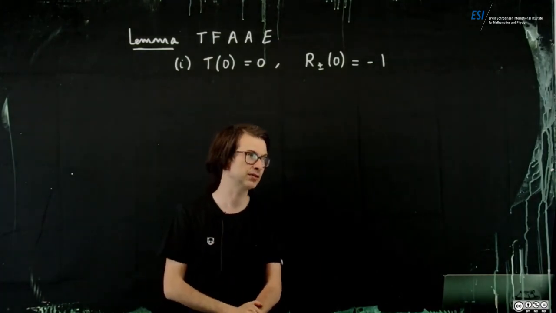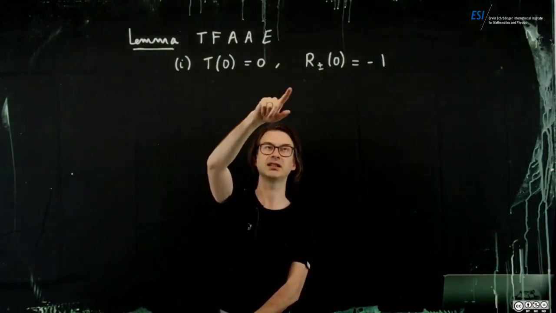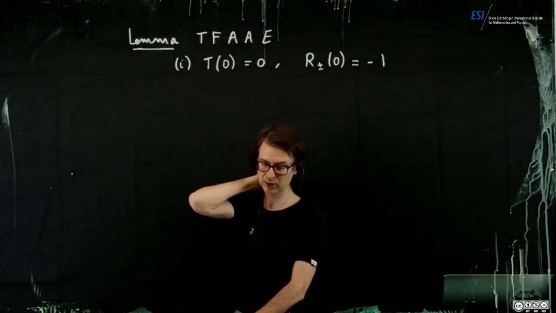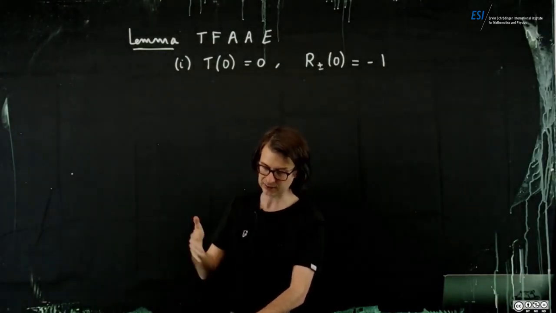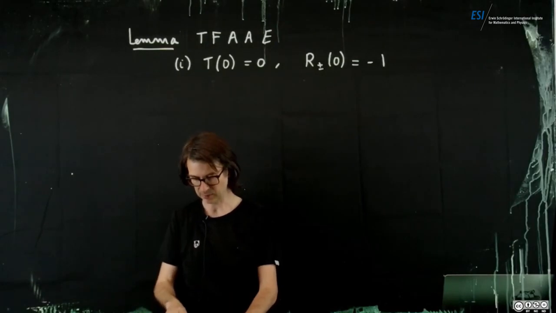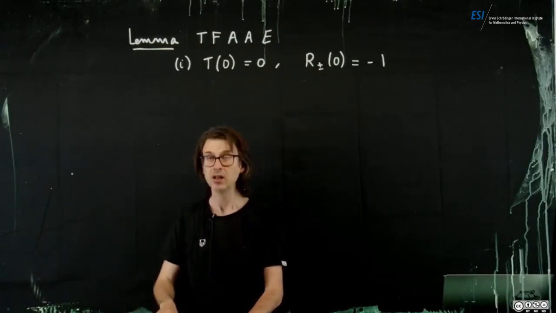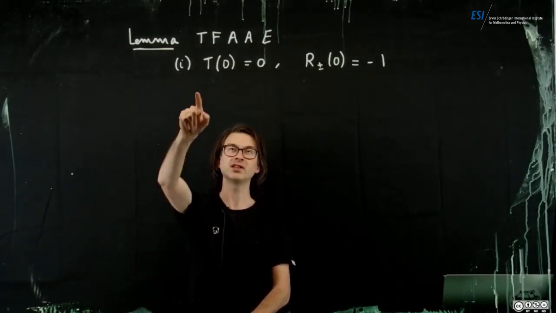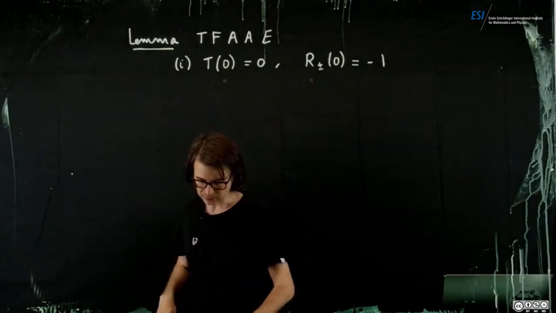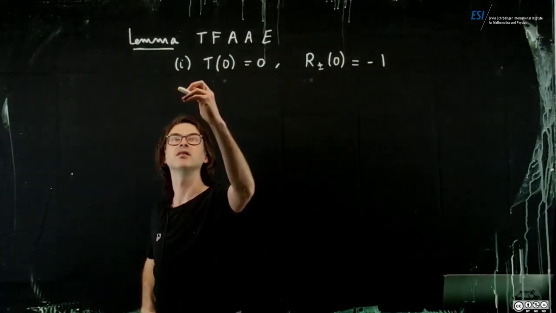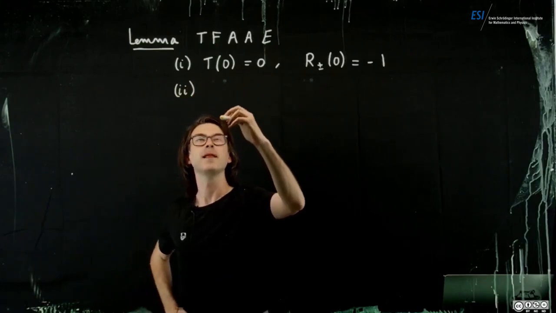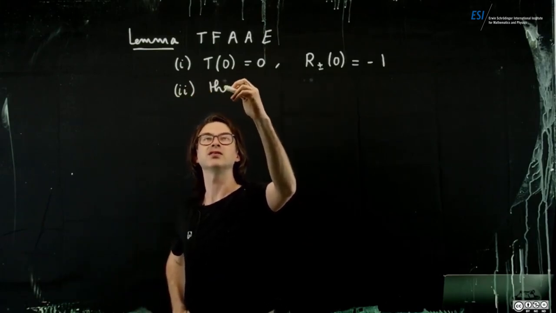But there is a way to show that these have limits. So T and R have limits as xi goes to zero. It's not hard to see, and okay, but I'm omitting it. So first statement, T is zero and R is minus one. Second statement, there is no resonance at zero.